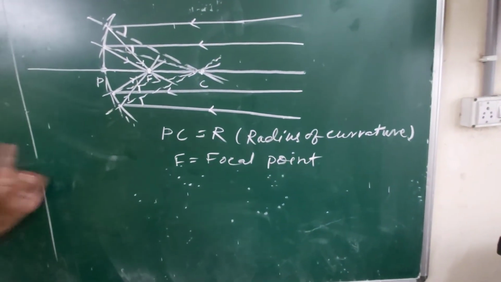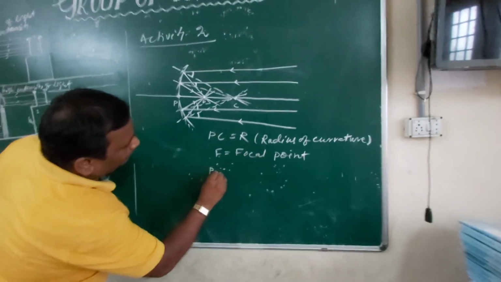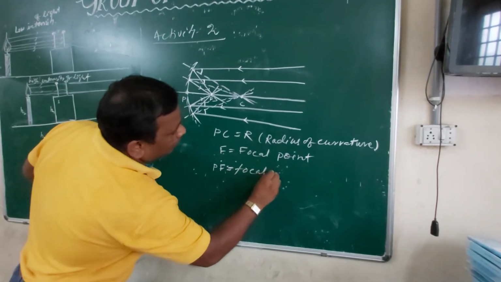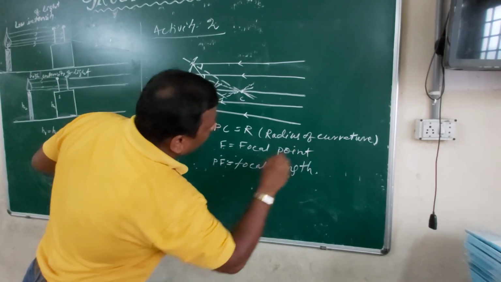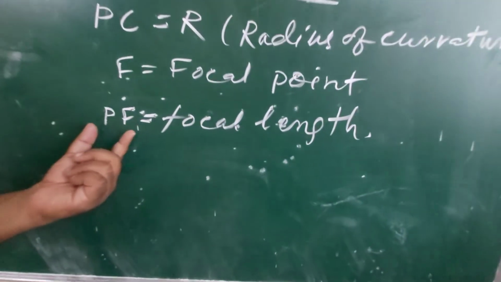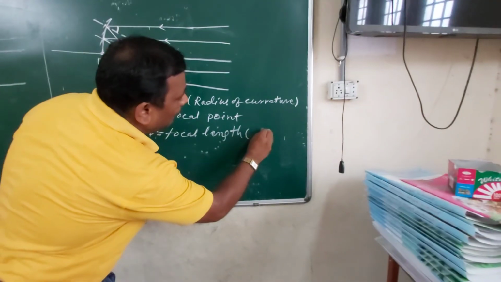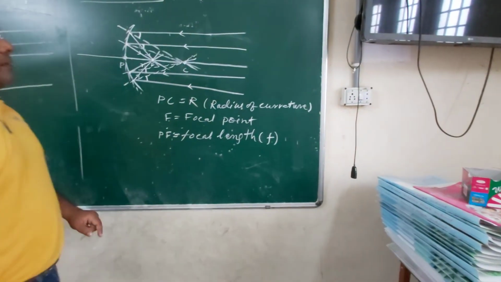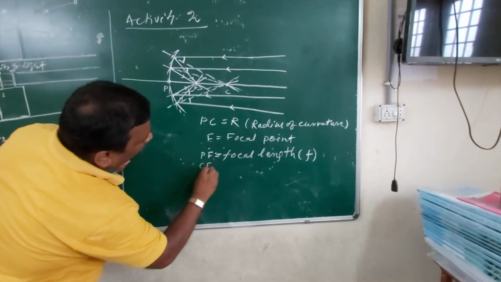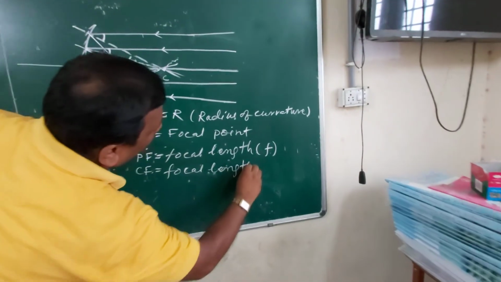Clear? Now you see here, what is P to F? P to F, this is PF, is called the focal length, children. It is a new terminology I now use in this chapter. Before, I did not explain it to you. PF equals focal length. Focal length is represented by the symbol small f, right? Another one is C to F also. C to F is also called the focal length.